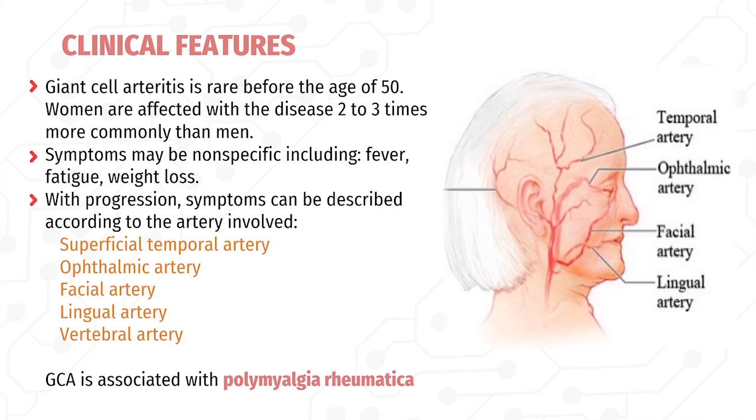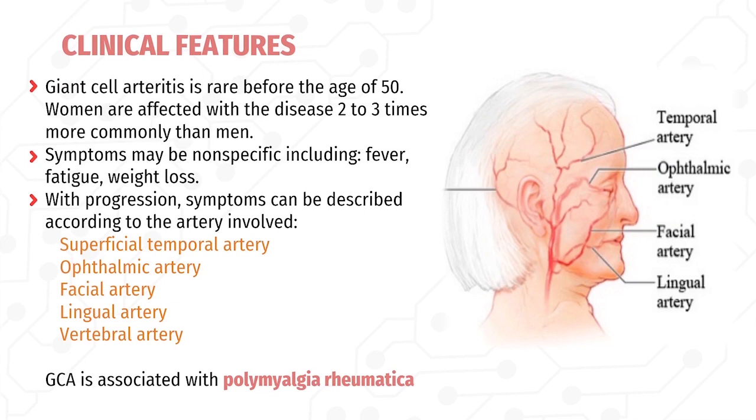involved. If the superficial temporal artery is involved, this results in facial pain or headache, most intense along the course of the artery. Ophthalmic artery involvement appears in about 50% of patients, ranging from diplopia to complete vision loss. Facial artery involvement leads to pain in the jaw during chewing, and in case of lingual artery involvement, this results in tongue pain, which is highly specific for GCA.